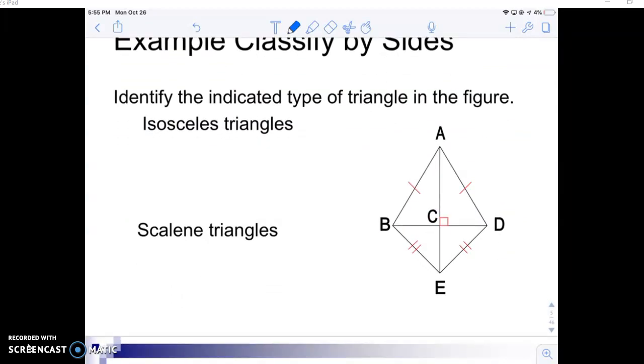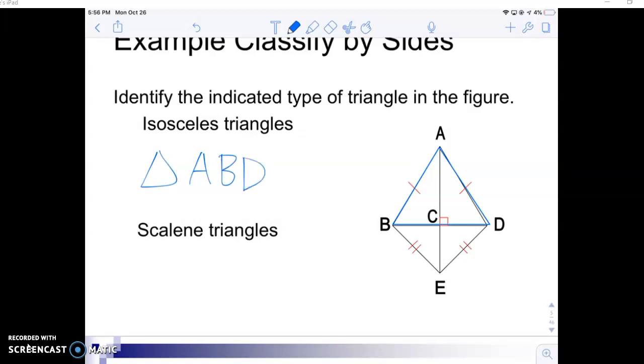Next, if we were to look at this figure and have to identify an isosceles triangle and identify a scalene triangle, there's a couple of examples. I'm just going to write down one. We have to indicate an isosceles triangle. Remember, that means a triangle that has two of the sides the same. So I'm going to make that triangle right there. Line it up. Perfect. To represent that triangle, we would say triangle ABD.